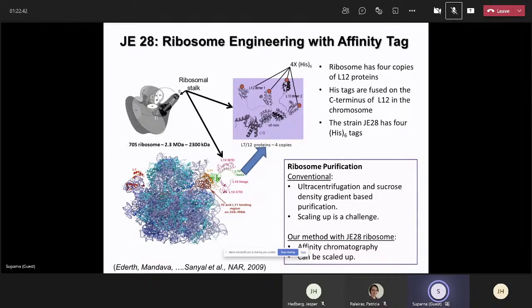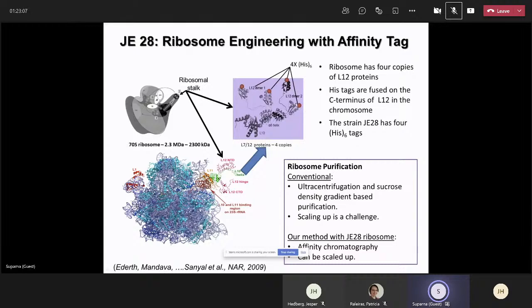So, at one point when we were having some problem with our ultracentrifuge, we came up with an ingenious idea: why don't we engineer an affinity tag on the ribosome? And we did that. On the ribosome, there is this extension. It has one protein, which is L12, and on the ribosome, there are 4 copies of L12.